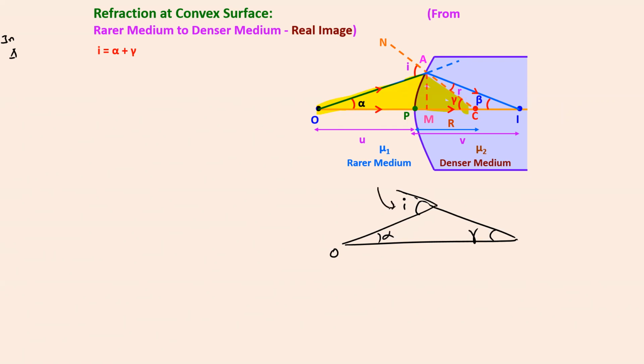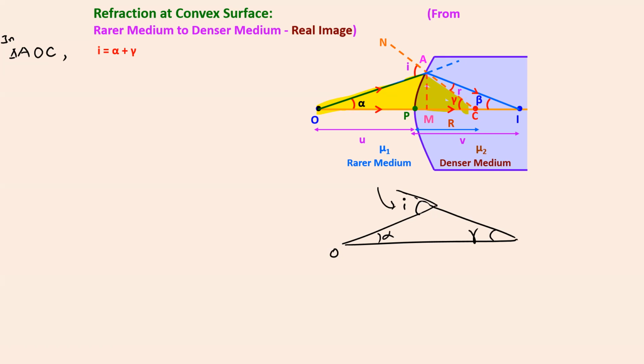I is the exterior angle. So in triangle, which triangle is it? So it is A, O. In triangle AOC, you can see this AOC. Which one is the exterior angle? I is the exterior angle.